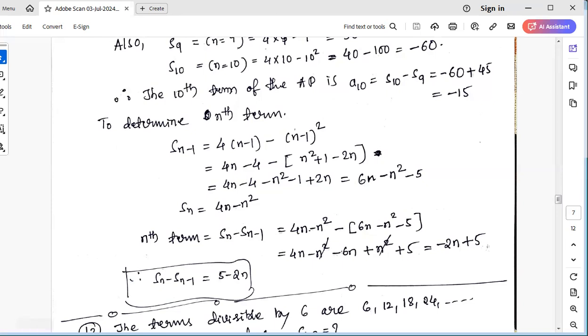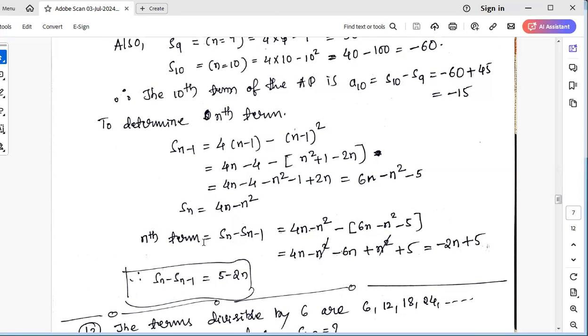Just a minute, I will use the mouse. So 4n is here. This is 2n here, so it gives 6n. And minus n square you write as it is. And this minus 4 and minus 1 gives a minus 5. So this is the value of Sn minus 1. And this is the value of Sn is equal to 4n minus n square.